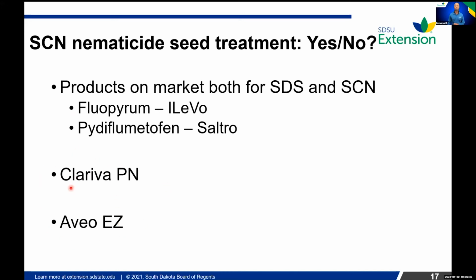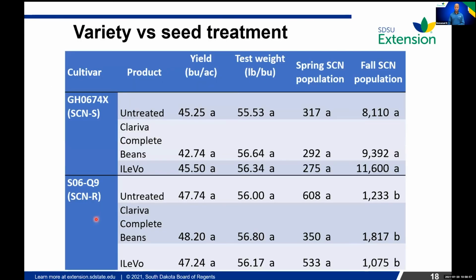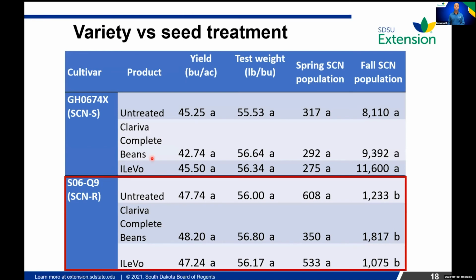These two use a biological control agent, a bacteria that infects the nematode and then prohibits it from reproducing on the soybeans. So one thing I could say, as I was mentioning, when we look at seed treatments, we don't see really a good bump in yield as a result of using nematicide seed treatments. But what is really clear is that when you use a resistant variety, so the first one here is a susceptible line in this table, and the second variety here is the resistant variety.